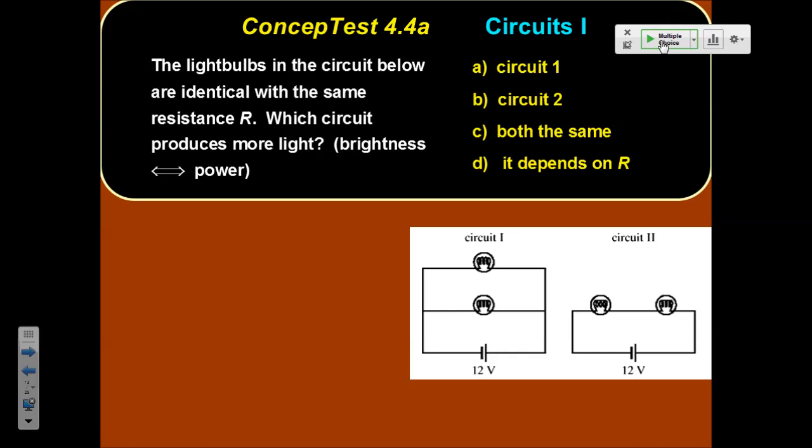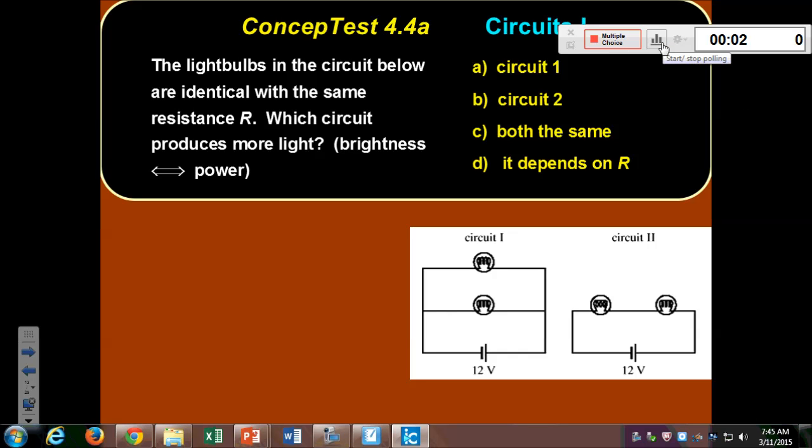Alright, 2 bulbs are in circuits like below. Which circuit produces more light? That is, which has more power output? Right, just a few more seconds. I'll stop at 45.